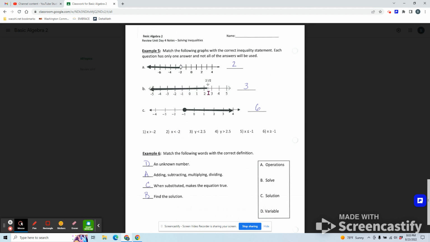Letter B. There's my point, 2.5. Those are my only two options. My arrow is pointing to the left, so I find which one the symbol is pointing to the left, and it is this one. And then the last one starts at -1. That's where my dot is, at -1, and it's pointing to the right this time. So I find my symbol that's pointing to the right, and it's this one right here.